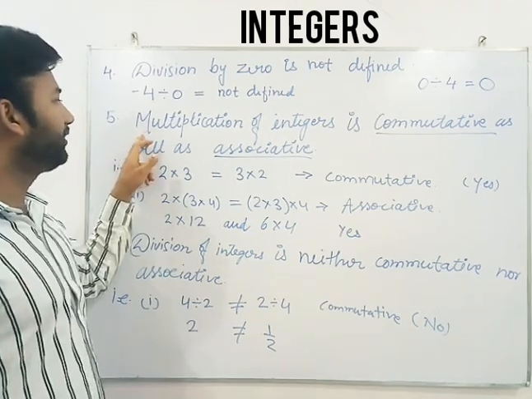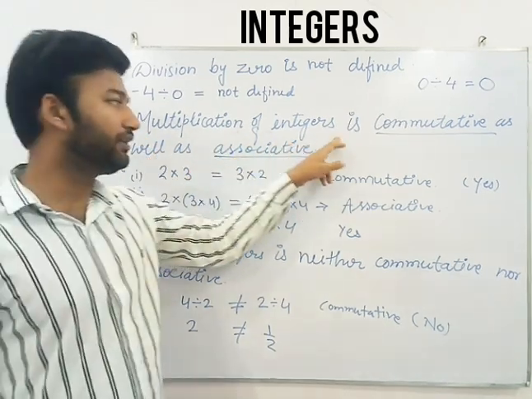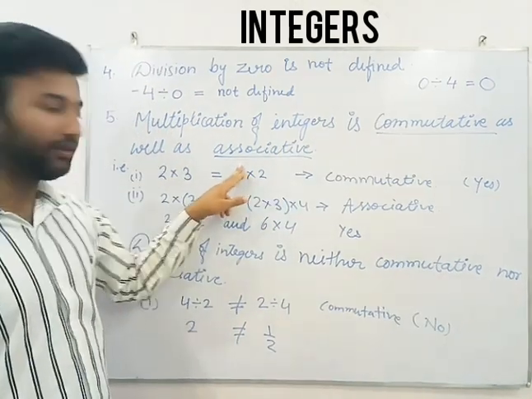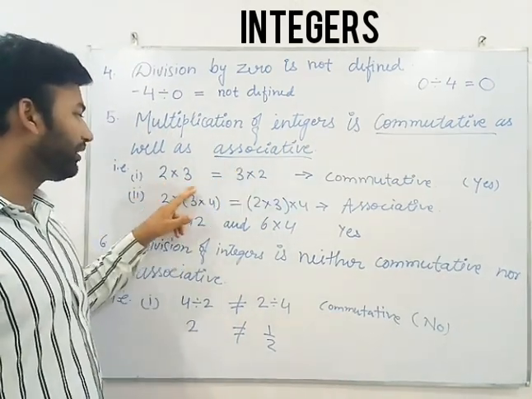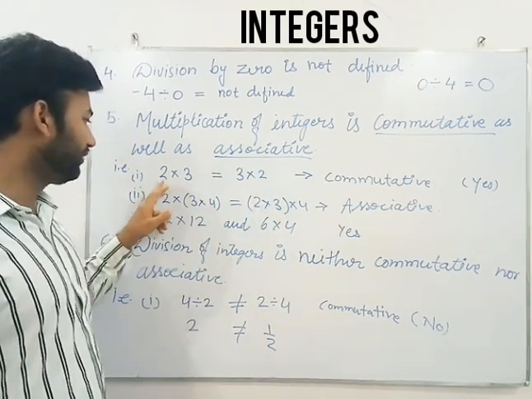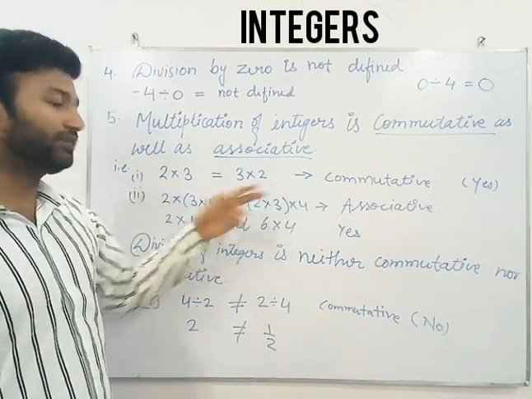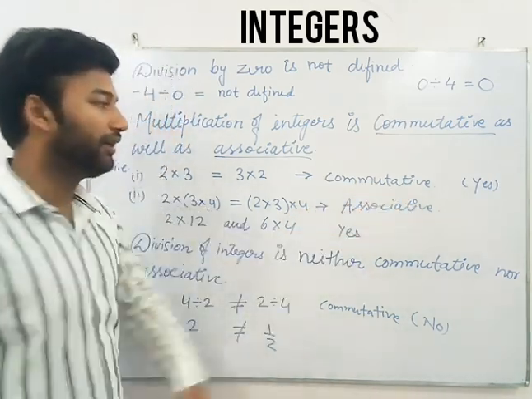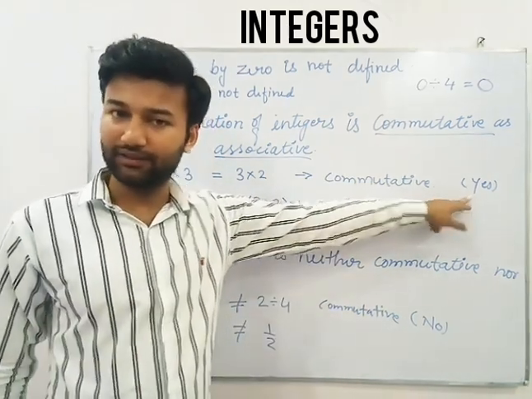Next, fifth point: multiplication of integers is commutative as well as associative. For example, 2 multiplied by 3 is equal to 3 multiplied by 2. Here 2 3s are 6 and 3 2s are 6, both are equal. So this is the commutative property, and it is followed.